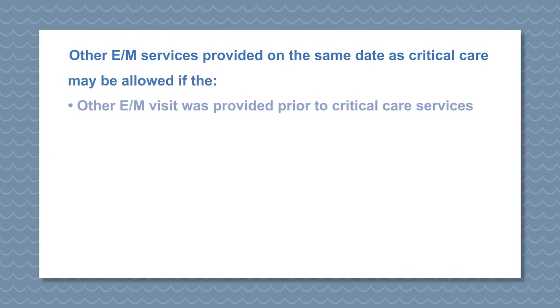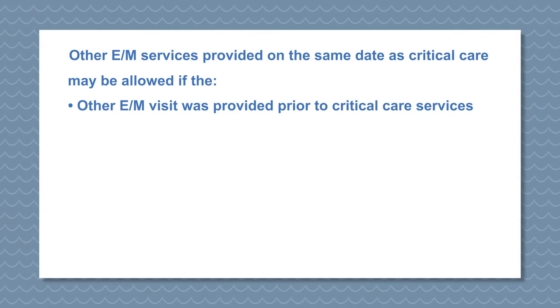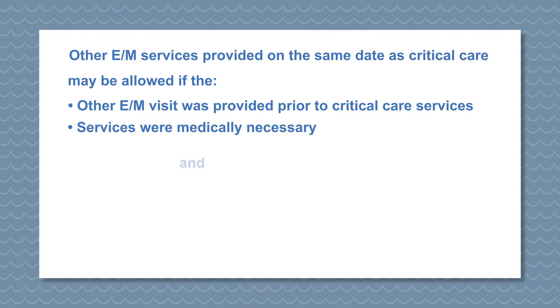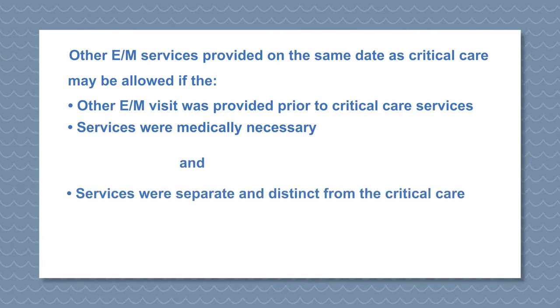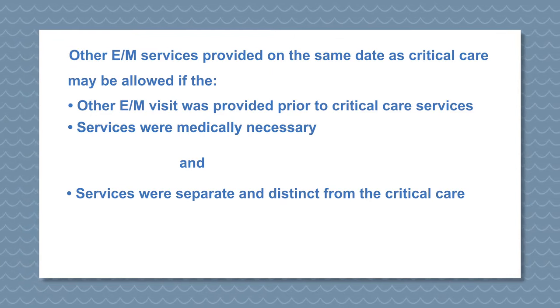Are these allowed? Yes, but with certain rules. In situations where a patient receives another E&M visit on the same calendar date as critical care services, both may be billed if the medical record documentation supports these specific criteria. First, the other E&M visit must have been provided prior to critical care services at the time when the patient didn't require critical care. Second, the services were medically necessary. And the services were separate and distinct with no duplicative elements from the critical care services provided later in the day.